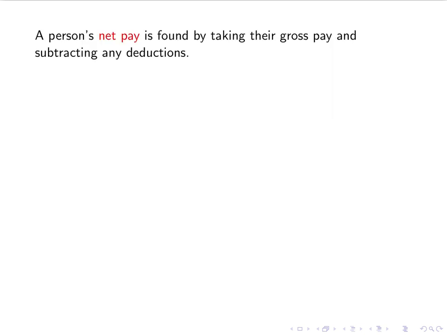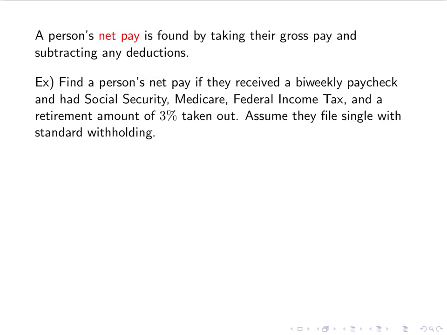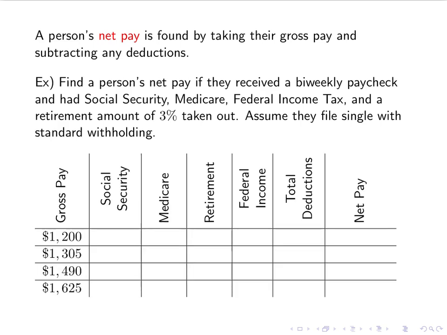A person's net pay is found by taking their gross pay and subtracting any deductions. So find a person's net pay if they received a bi-weekly paycheck and has Social Security, Medicare, federal income tax, and a retirement amount of 3% taken out. Assume they file single with standard withholding. So we're going to set up this table here. So we have gross pay, then we have Social Security, Medicare, retirement, federal income, and then we're going to find the total deductions and then their net pay.